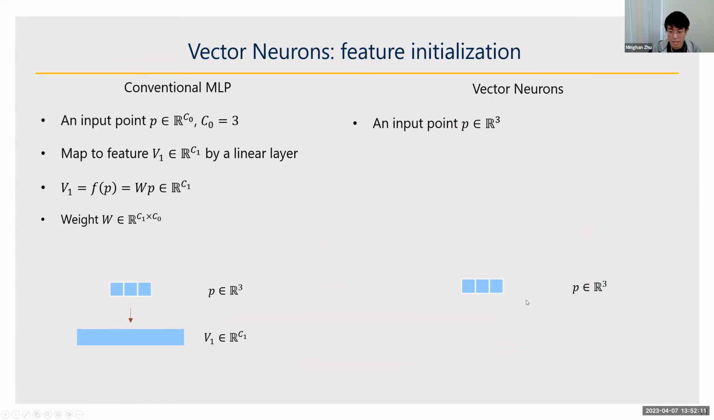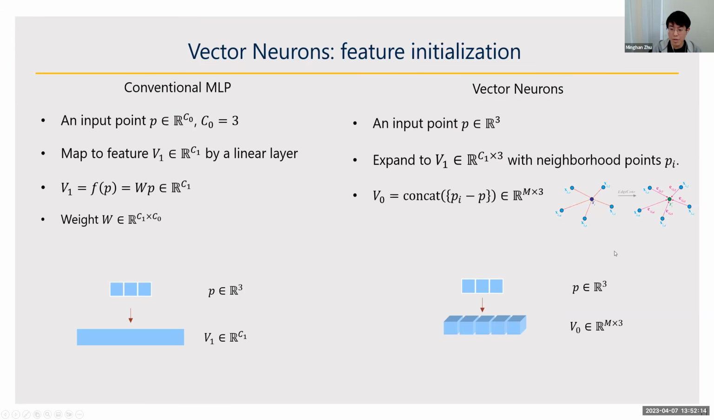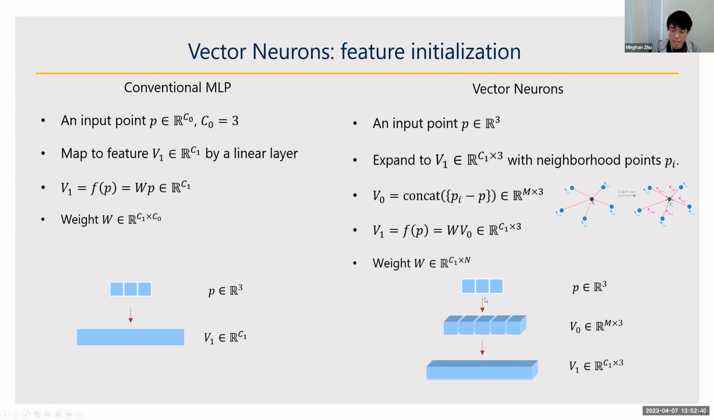Given a vector XYZ, it first actually takes the neighborhood of this point. For example, in this figure, there are 5 neighboring points. So actually, we stack the offset vectors of this neighborhood, and then we get an m by 3 matrix for every point. So now you can see that the feature for a point is now augmented with an extra dimension. Previously it's a vector, now it's a matrix. And then, similar to the conventional MLP, we apply a weight matrix multiplication on the left to map it to some hidden feature dimensions, say C by 3.